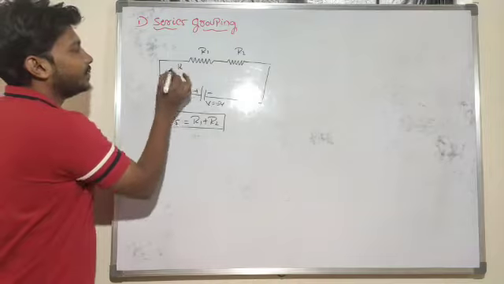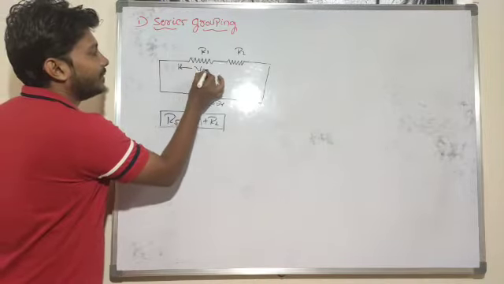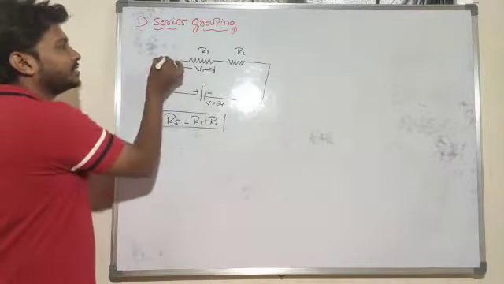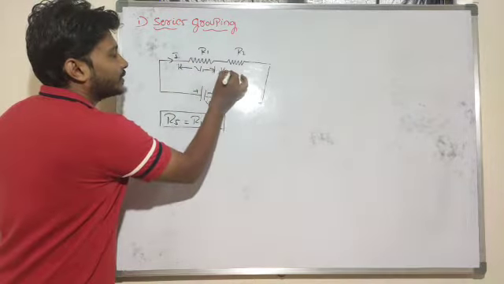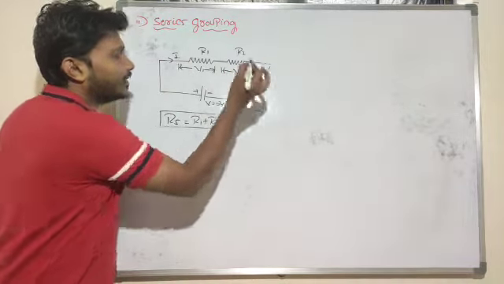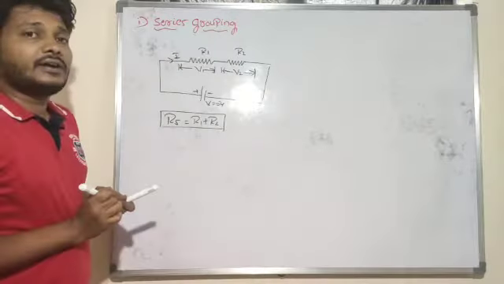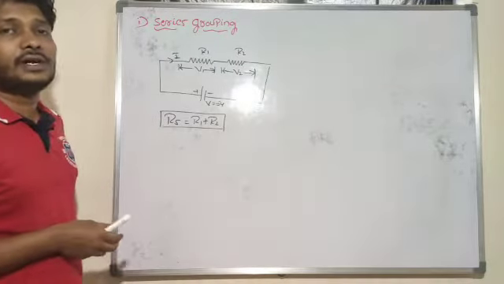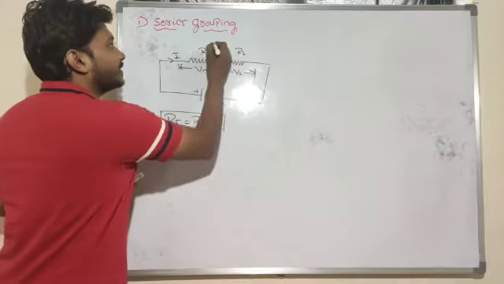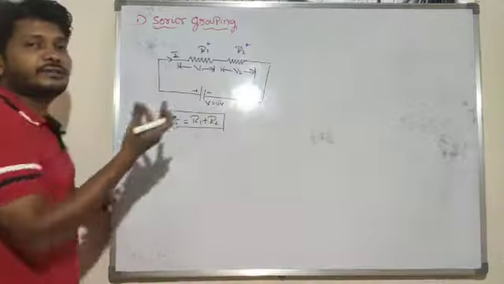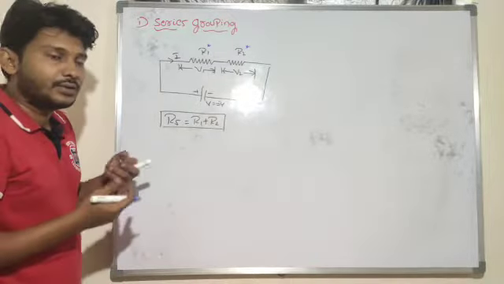In series combination, which quantity remains the same? Current remains the same, and the total potential difference is equal to the sum of the individual potential differences. So I want to determine the branch potential difference: what is the potential difference across the first resistance, and what is the potential difference across the second resistance?